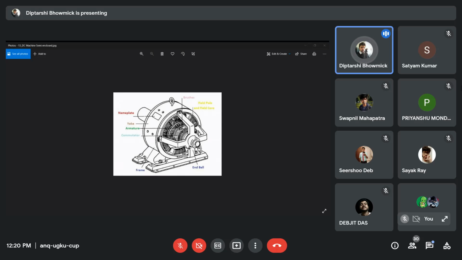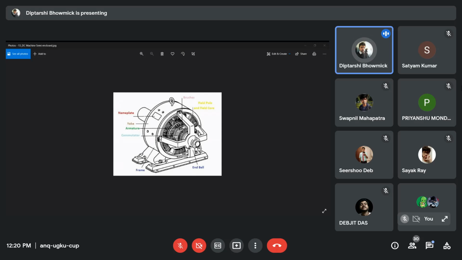Now, do they support bearings or not? Yes, they do, of course, because the function of the end frame is to hold the bearings actually, and the end frames are made of cast steel. The type of bearing we used is basically the ball bearing.